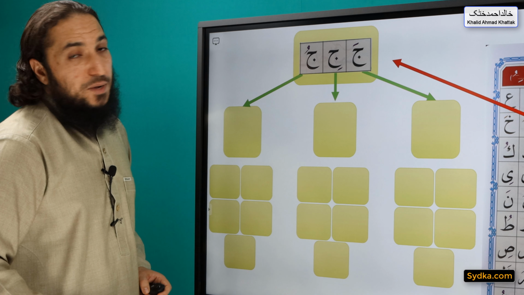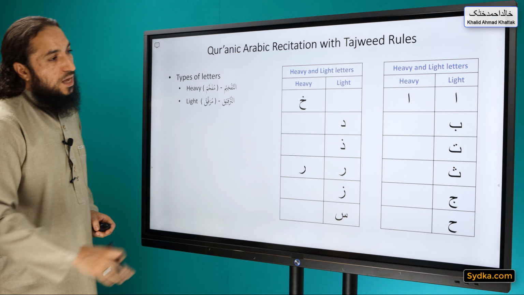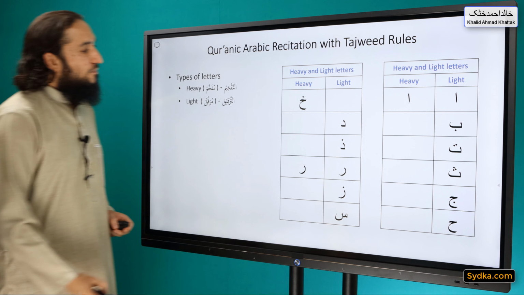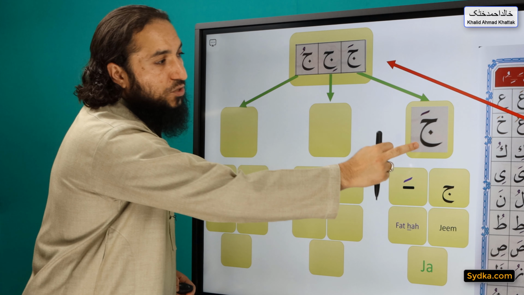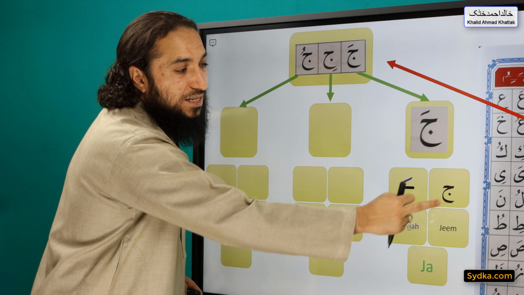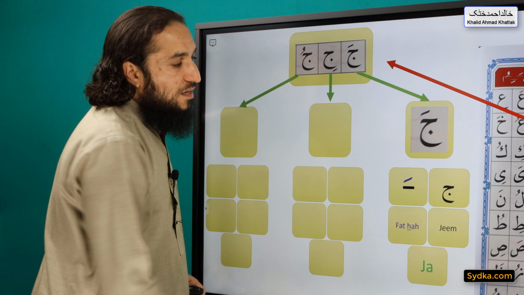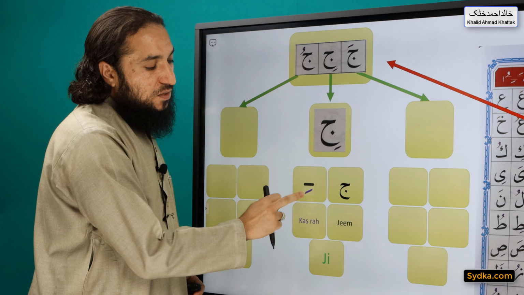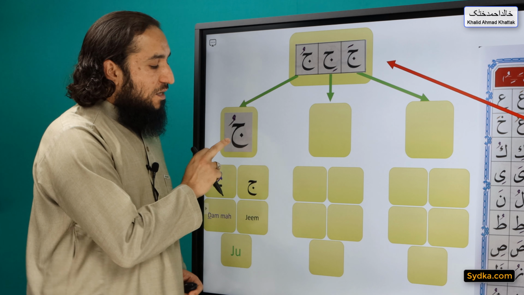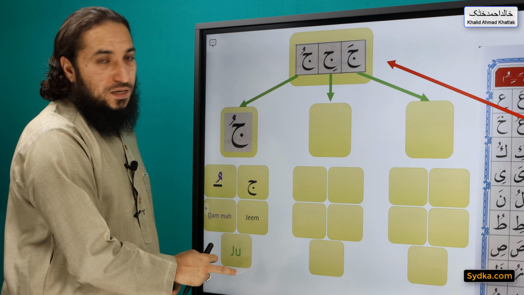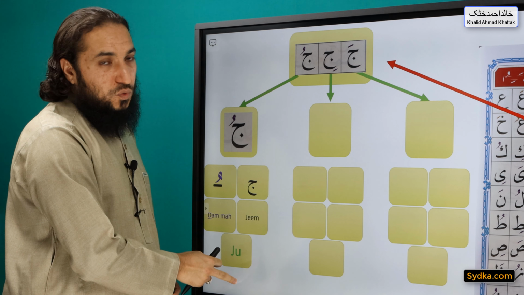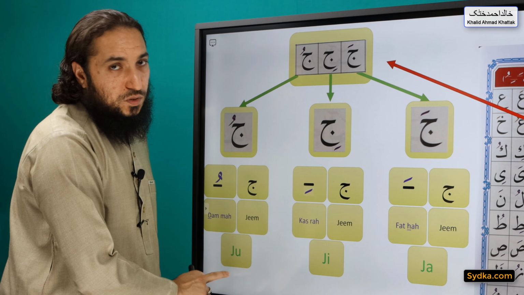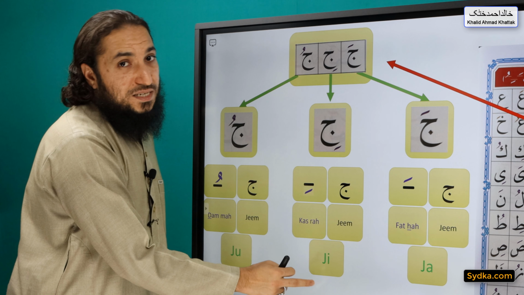The next three syllables are about the letter Jim, and Jim is one of the light letters. Jim fatha ja. Jim kasra ji. Jim dhamma ju. Ja, ji, ju.